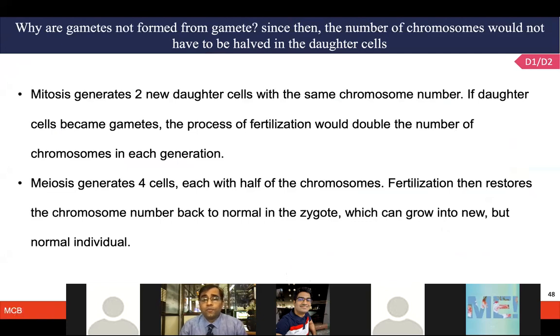Why are gametes not formed from gametes? Since then, the number of chromosomes would not be halved in the daughter cells. Mitosis generates two new daughter cells, as you know, and the same chromosome number is maintained. If the daughter cells became gametes, the process of fertilization would double the numbers and the entire process would get screwed up. So therefore, this is not happening.